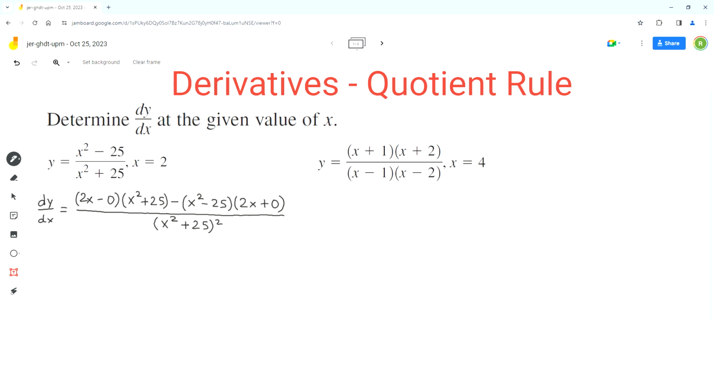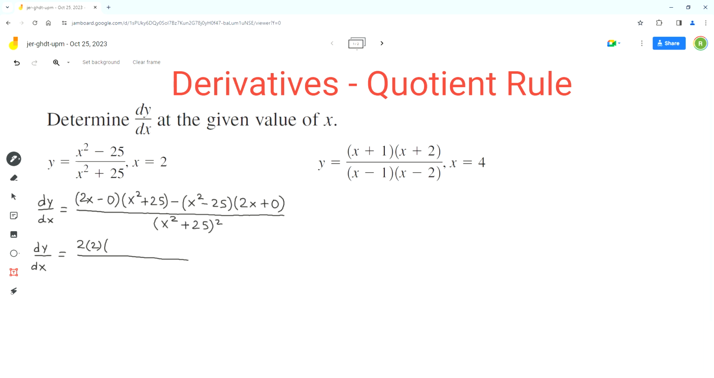Now we have to find the value of dy over dx at x equals 2. So we should sub in x equals 2 in this expression. We do not have to simplify it first and then sub in the value, because that will save you some steps and time. So in the next step, we can just sub in x is 2. So we get 2 times 2. Now since subtraction by 0 doesn't change anything, the 0 goes away.